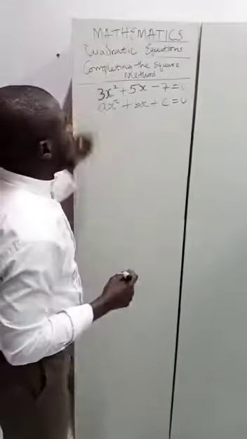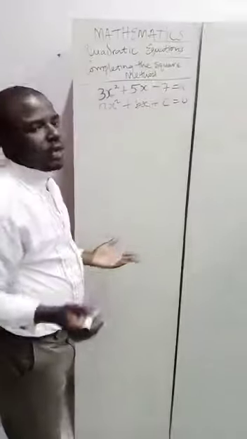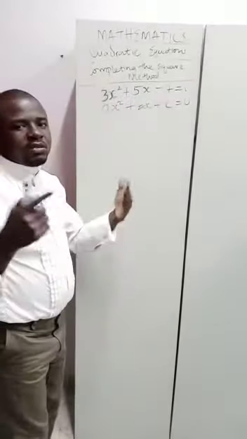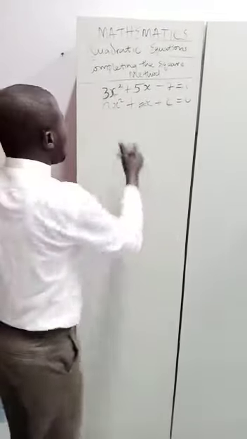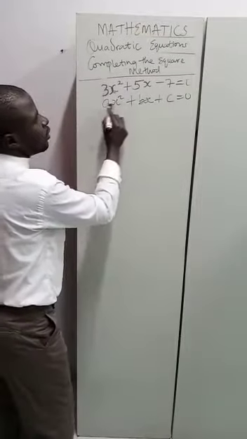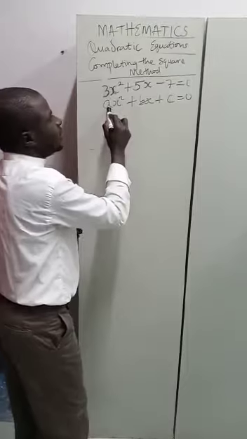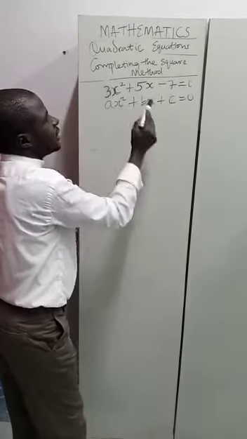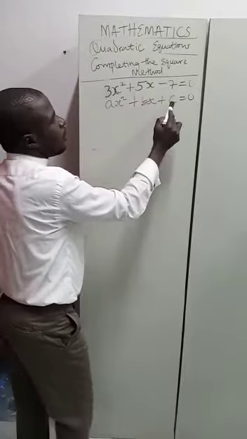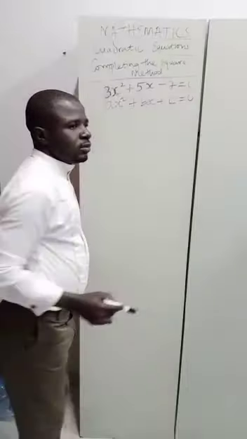Let us now look at this question given to us. What is the value of a? What is the value of b? And what is the value of c? Based on the definition of a quadratic expression, just trace it. The value of a is 3. The value of b is 5. While the value of c is minus 7.